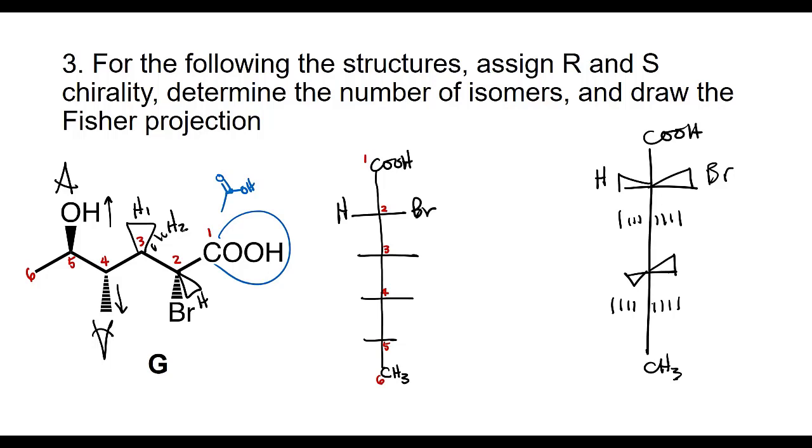H1. The one out of the page. Alright, so I'm looking at it this way. Remember, the way I'm facing is different. When I was looking at the ones that are facing downwards, I was looking at it this way. Now I'm looking at it this way. Because I need to look at it with the carboxylic acid on top. So it'll switch. Remember, I'm alternating my view every single time.